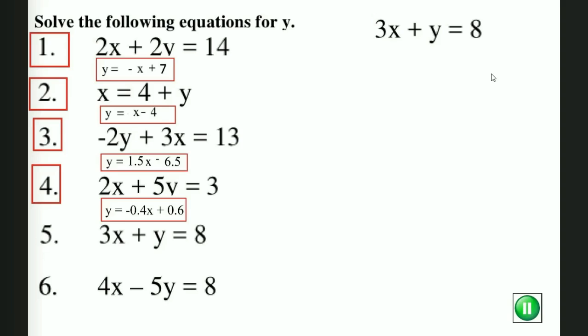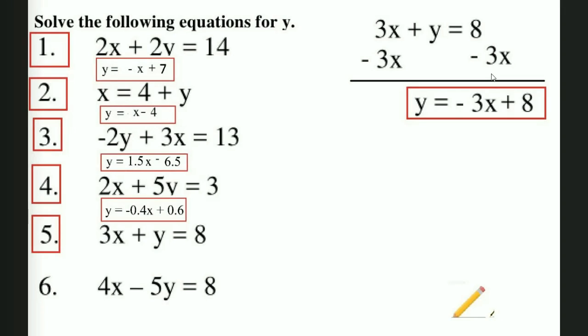All right, moving on. 3x plus y equals 8. Our only move that we need to make for this one is to subtract 3x. So we end up with y equals negative 3x plus 8. And all I did was take that 3x and move it to the other side of the equation by subtracting it. So y equals negative 3x plus 8. Moving on.